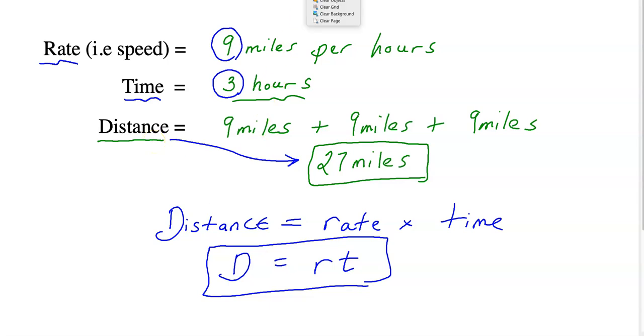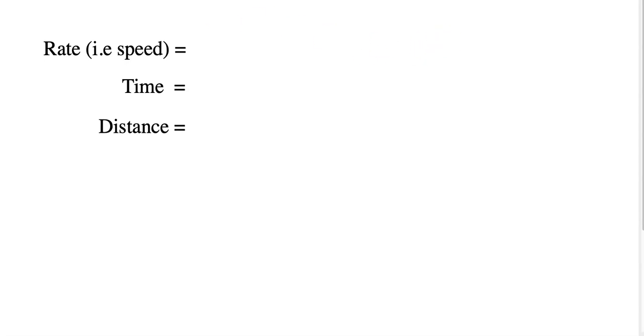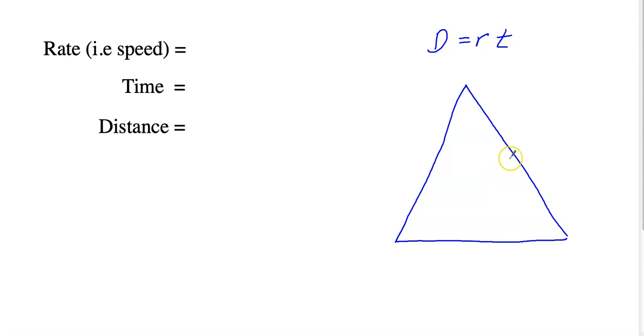Let me clear this out. I'm going to rewrite the formula here. Distance equals rate times time. But I'm going to show you a model to help you with this formula. I'm going to make a little triangle here. And I'm going to put my D here for distance, my R here for rate, and my T here for time. And this is going to help you with the problems I'm going to go over in this video.